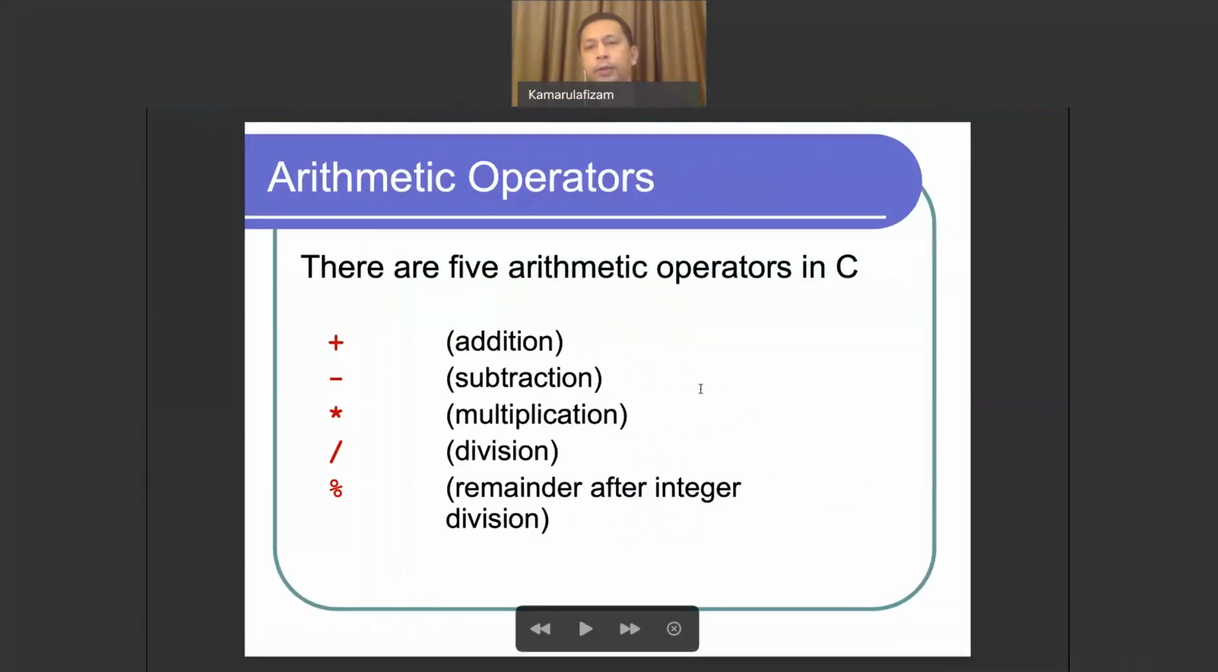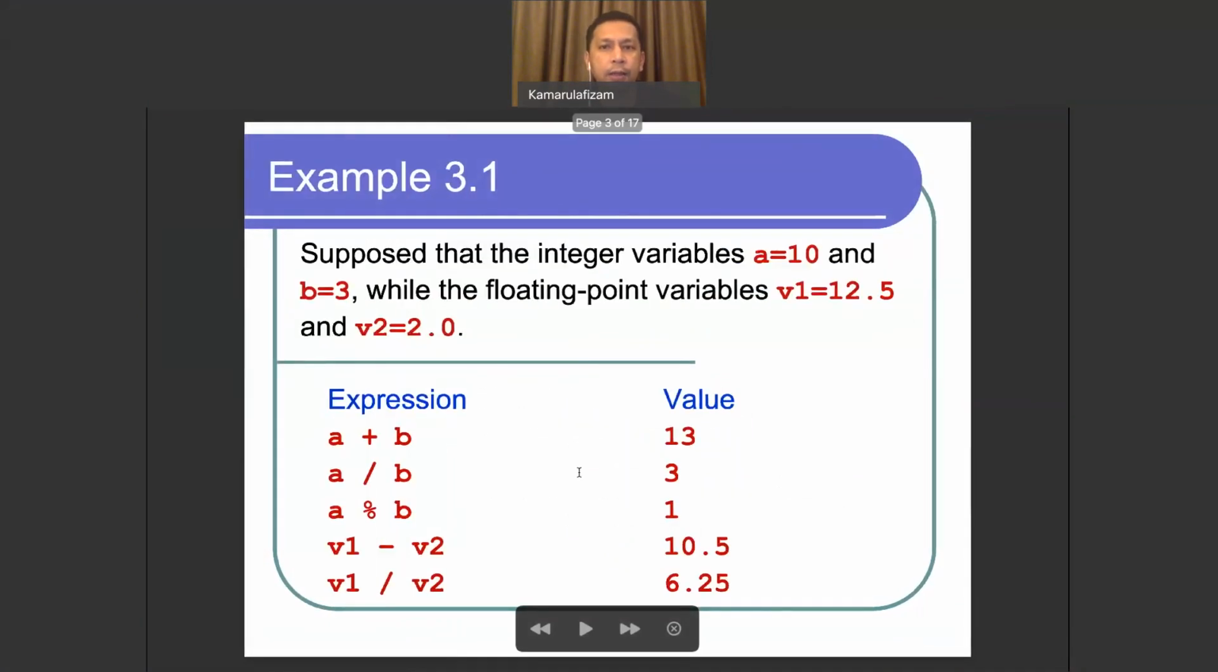Okay, so for Lecture 3, basically we are looking at arithmetic operators. There are basically 5 arithmetic operators that you need to know in C, which are the plus addition, you have subtraction, you have multiplication, division, and this is remainder after integer division. First we will be looking at addition.